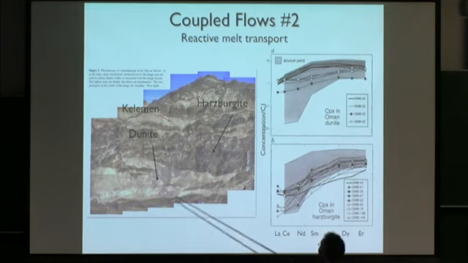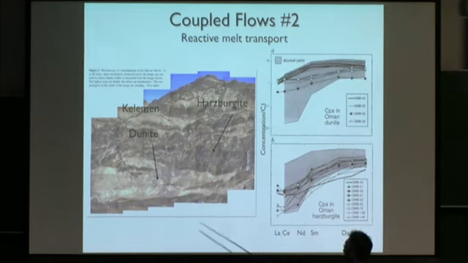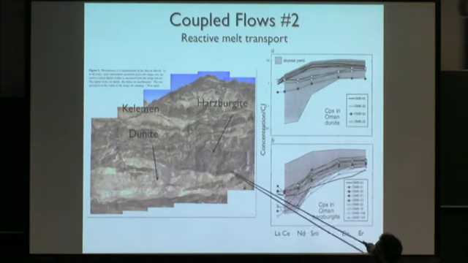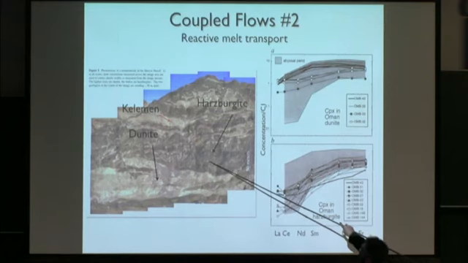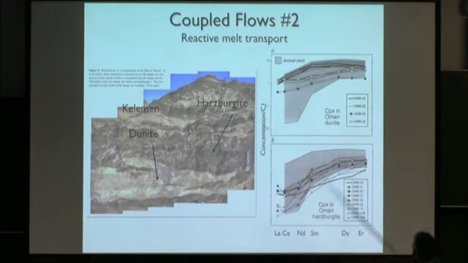There's lots of evidence for that, but one of the interesting ones is a chemical argument, which is if you look at the composition of small pyroxenes that are relic in the harzburgite, the rare earth patterns are extremely depleted.